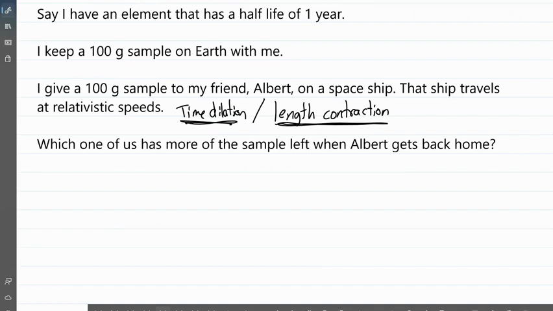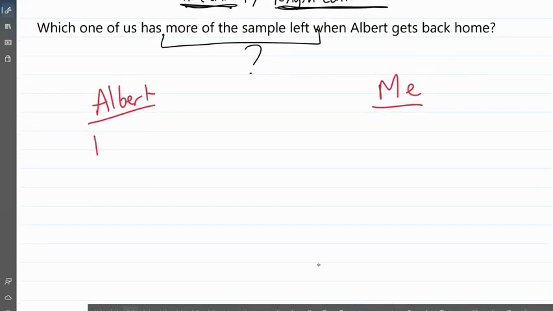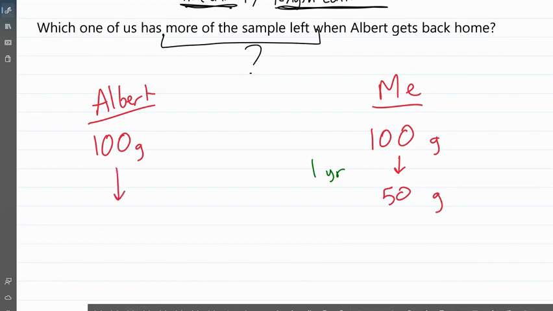Okay, but over here, which one of us has more of the sample left when Albert gets back home? Well, let's say Albert. Let's say me. We both start with 100 grams. After 1 year, I have 50 grams. And after a year for Albert, he'll see 50 grams left, and that's 1 year for Albert.